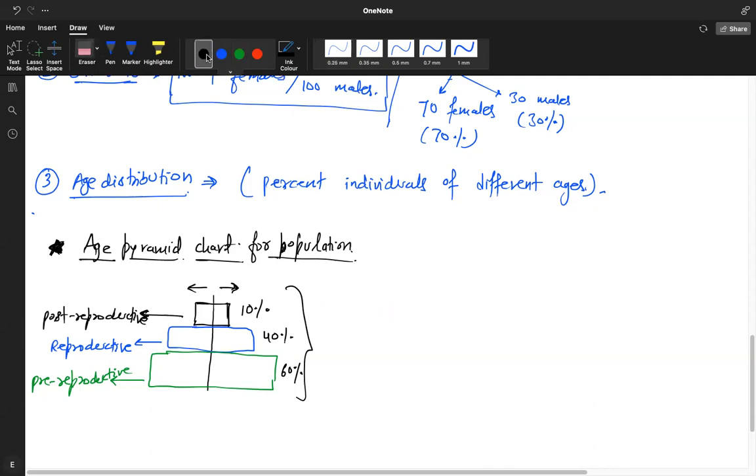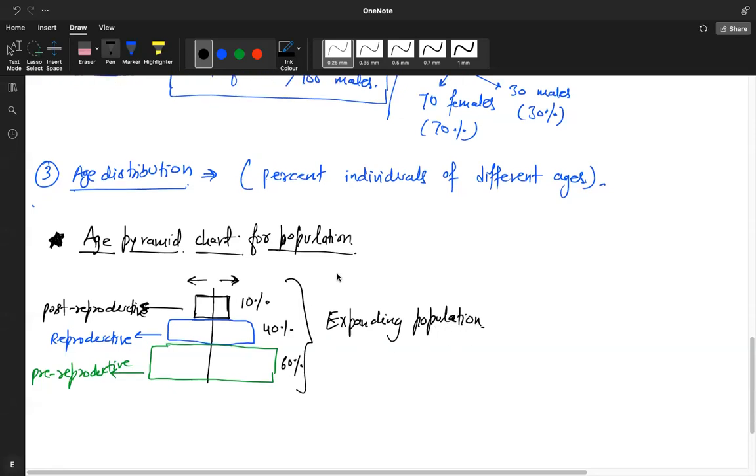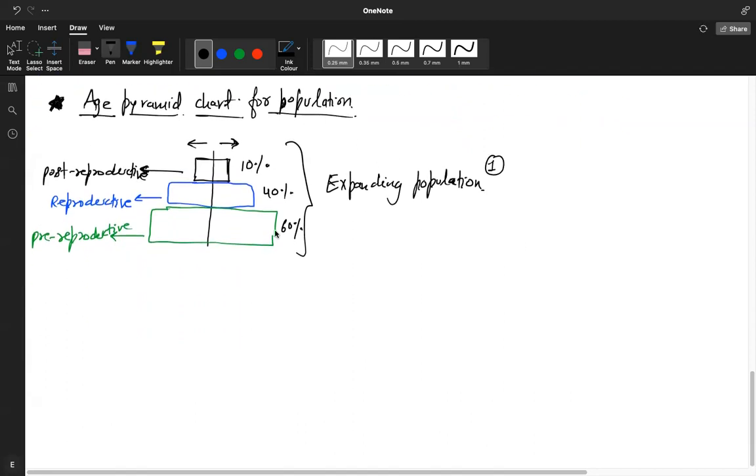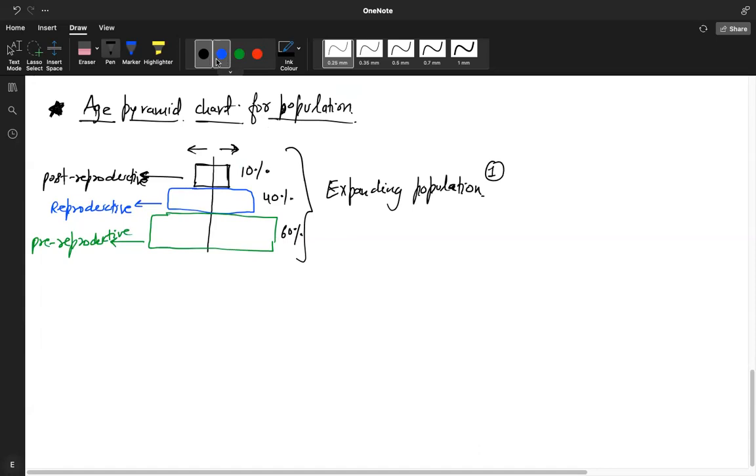So that's correct. So it is an expanding population. Everyone understand why it's an expanding population? Yes, sir. So if I ask you, let's say this is 1, how will the graph of a declining population look like?